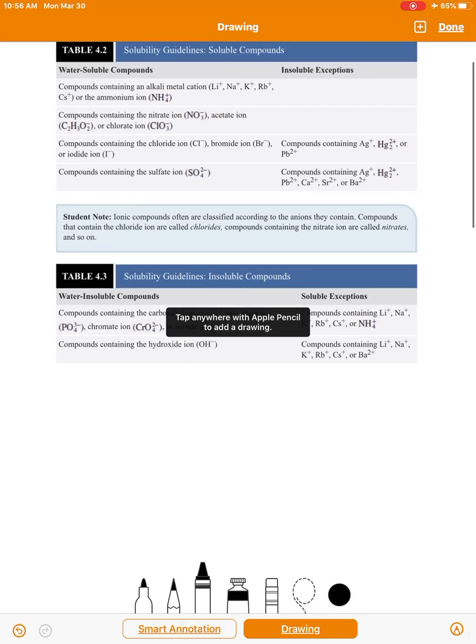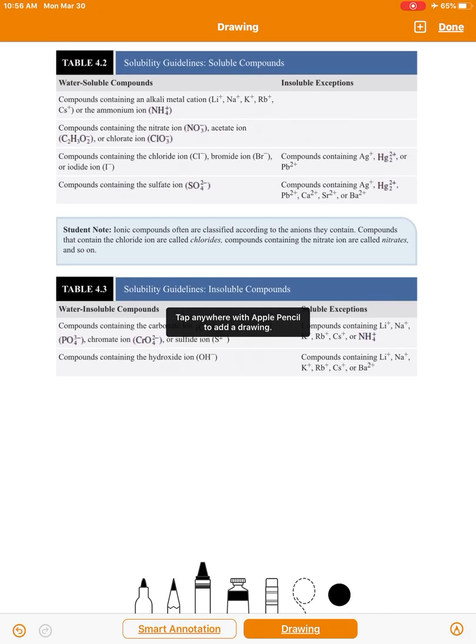Now, we didn't look at any that actually had anything from table 4.2, but these ones are insoluble. If it has carbonate, phosphate, chromate, or sulfide, insoluble, except with lithium, sodium, potassium, rubidium, cesium, or ammonium. Those ions shown on the right for the exceptions are the same ions that were shown in table 4.2. Those are always soluble. So carbonate, phosphate, chromate, sulfide are insoluble unless they're with the list on the right.